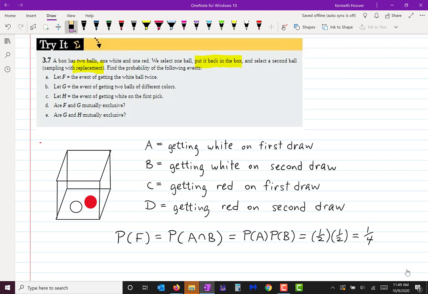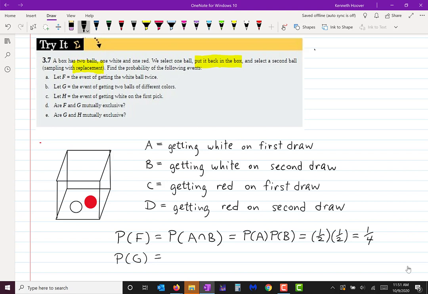Okay. Part B. Let G be the event of getting 2 balls of different colors. So again, let's walk through 2 ways of doing this problem to find the probability of G. So we'll do it the naive way, and I don't mean that as an insult. I mean naive means just not using anything special, okay? And then we will do it the sophisticated way, which again doesn't mean necessarily better. It just means using something special, okay?